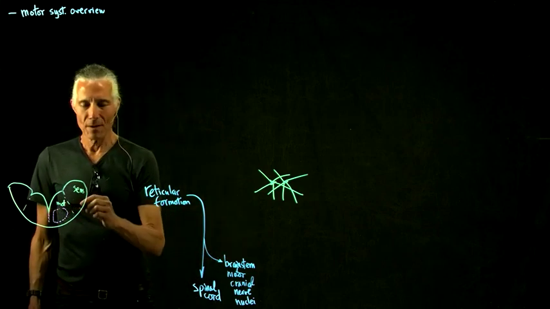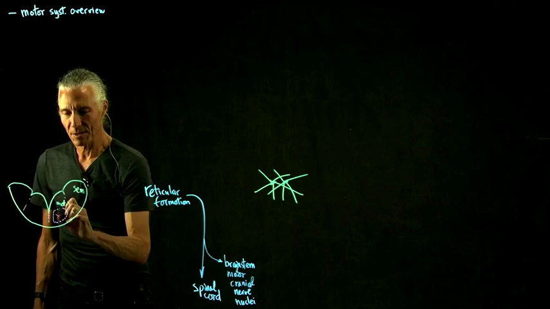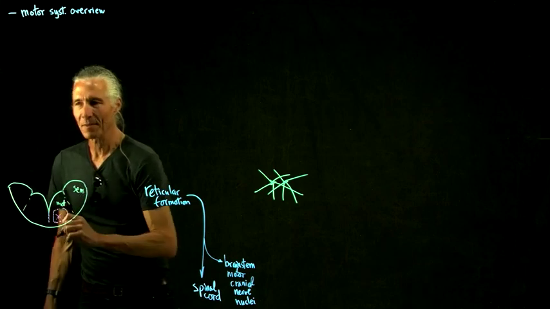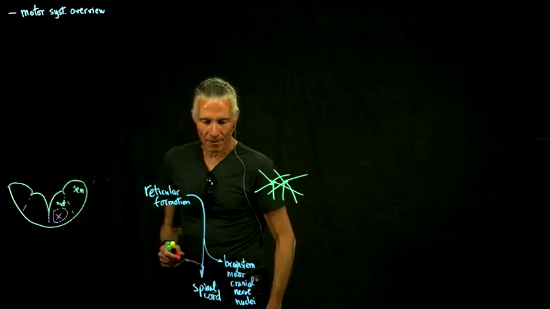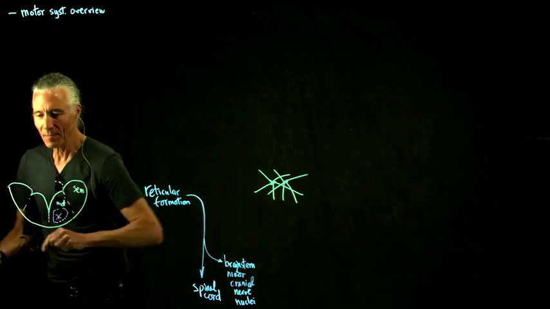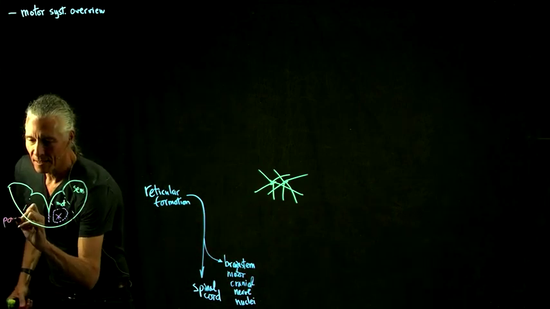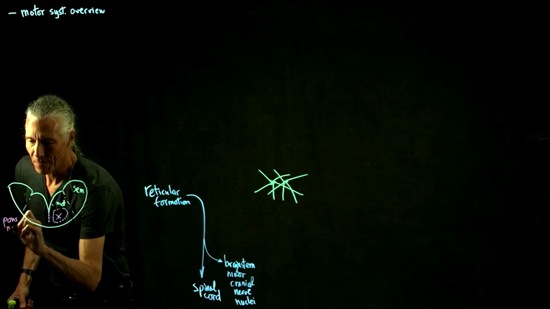But here's the one that we're really talking about, that has these large cells in it. Looks like a net. So that's in the pons and the medulla.